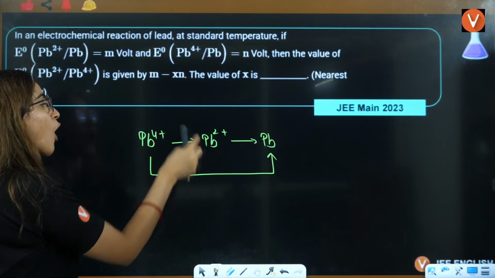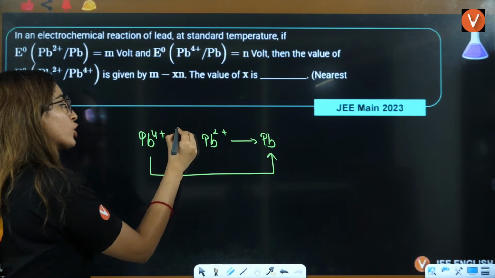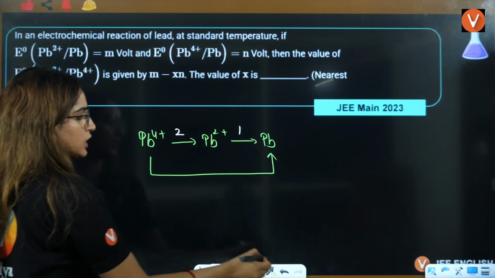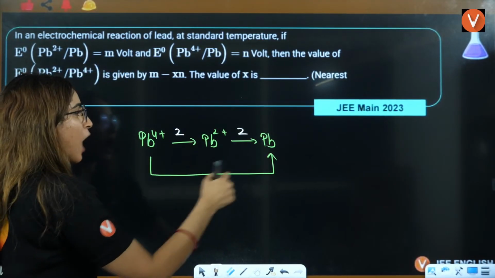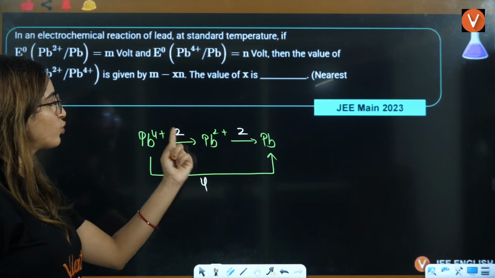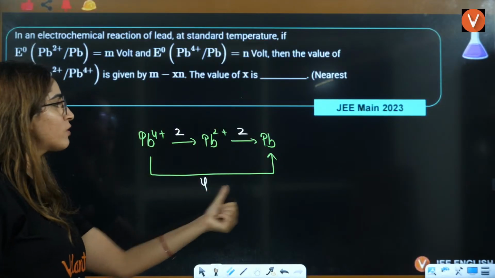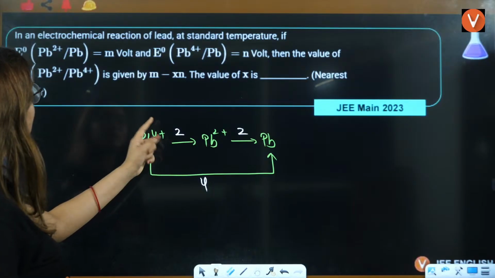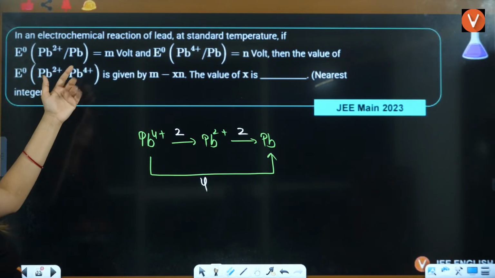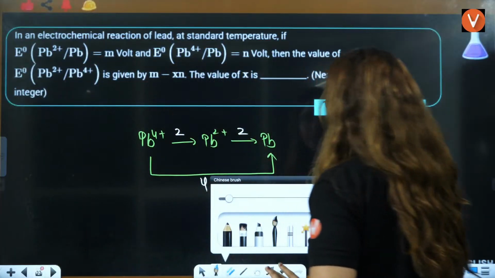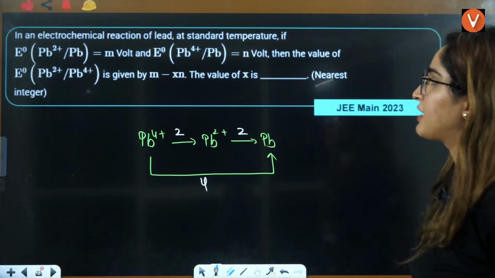So here I know how many electrons are involved. 2 electrons. How many electrons are involved? 2 electrons again. How many electrons are involved? 4 electrons. 4 minus 2, 2. 2 minus 0, 2. 4 minus 0, 4. Electrons involvement I have seen. Here from 4 positive, you should know the reduction potentials, okay? Write down the reduction because here I am writing the reduction potential.